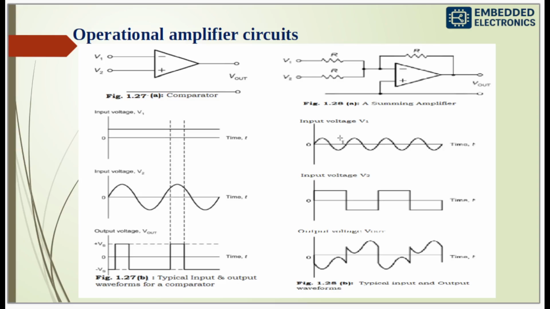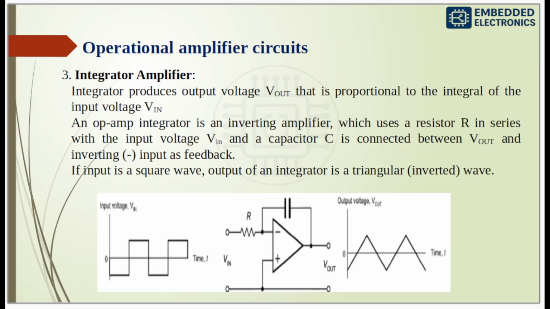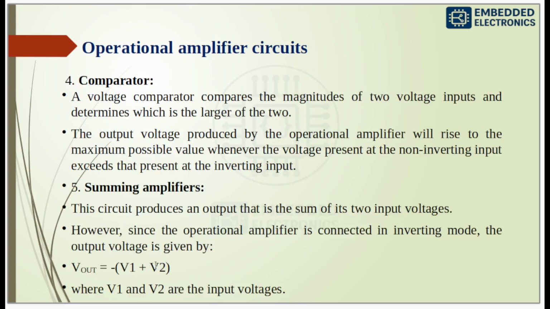So it adds two signals together and gives a combined output. See here, we have given an AC sine wave and this square wave, and then you get this output. It does not compare which is bigger; it adds both and you will get this one. So this is the summing amplifier. See, this is the formula.